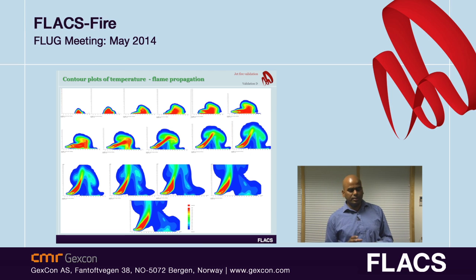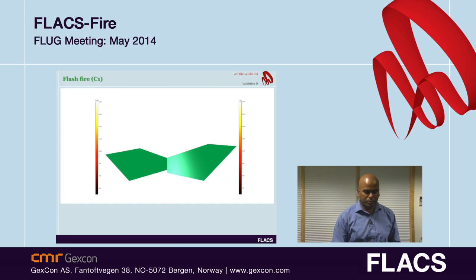This shows the flame propagation at each time step. For example, after ignition, the flame propagates towards the leak and moves upward due to the crosswind. This feature is very nicely captured by FLACS-Fire. This video shows the ignition and flame propagation for the case C1 where there is no obstruction.